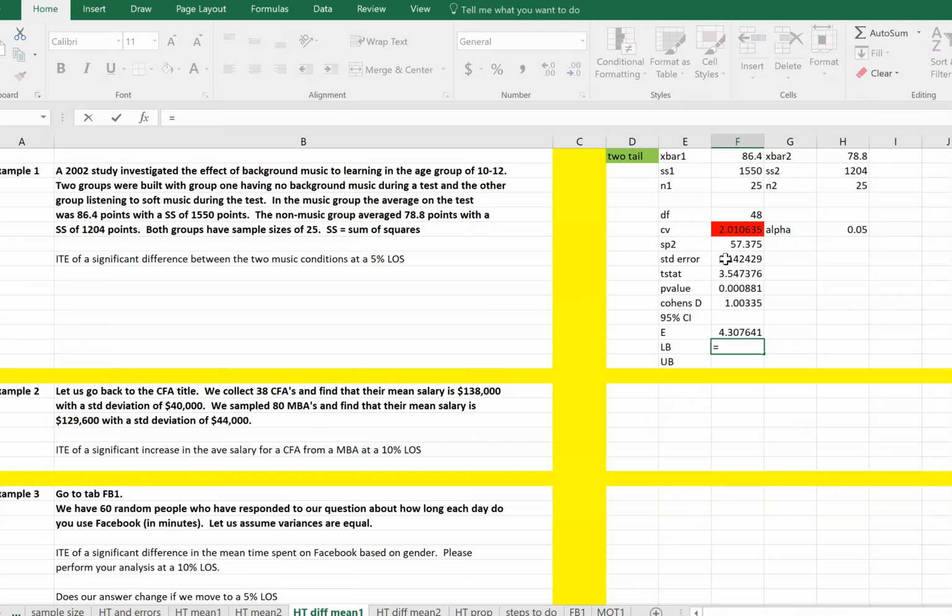Now, how do you find the confidence interval? Well, the confidence interval will be based on the mean differential minus the error and the mean differential plus the error. And so I can say with 95% confidence, the true differential between the two groups is somewhere between 3.29 points and 11.91 points.